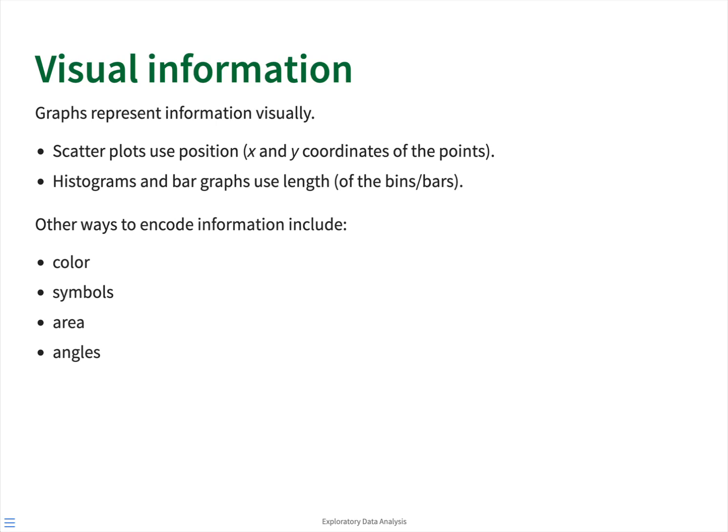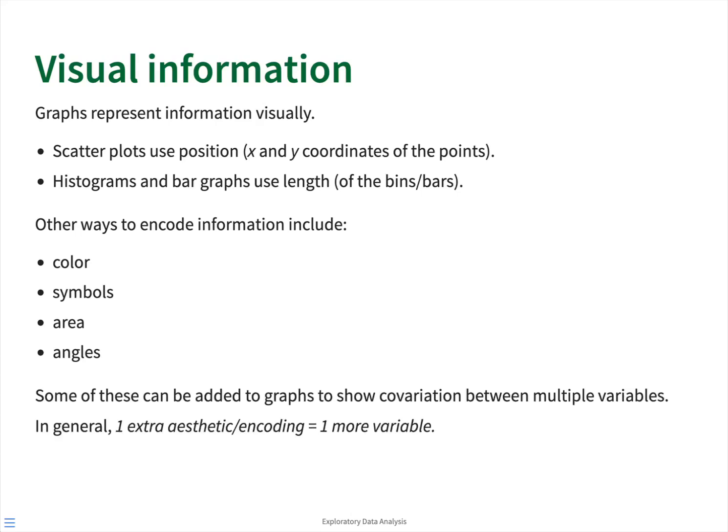But there are lots of other ways we can add information to a graph. We could use colors to distinguish between different categories of data. We could use different symbols to distinguish between different categories. And we could use things like area or angles to represent different quantities. Some of these can be added to the existing types of graphs we've already looked at to add extra variables to those graphs to show increasing amounts of covariation. In general, each extra aesthetic or type of encoding that you add to a graph means you can add one extra variable or column of your data frame to that graph.